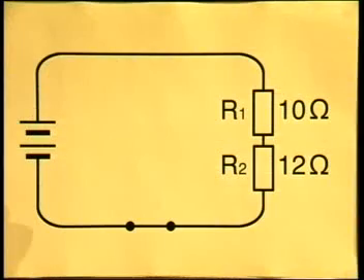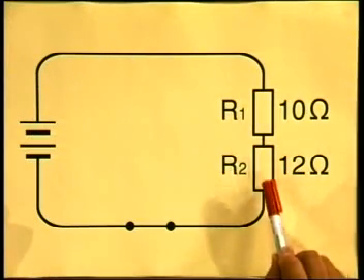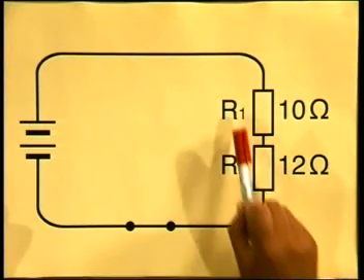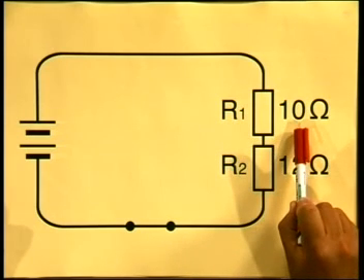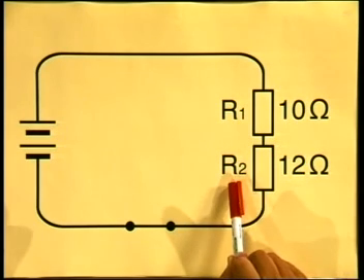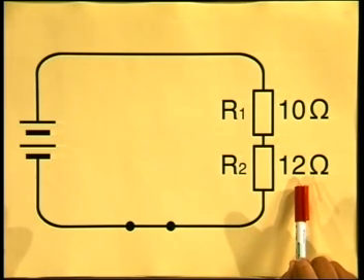Now that you've done those two problems successfully, I want to teach you a further set of tools that will allow you to calculate the effective resistance of resistors in series more efficiently. This circuit has two resistors connected in series, R1, which has a resistance of 10 ohms, and R2, which has a resistance of 12 ohms. What is the effective resistance of this combination of resistors?